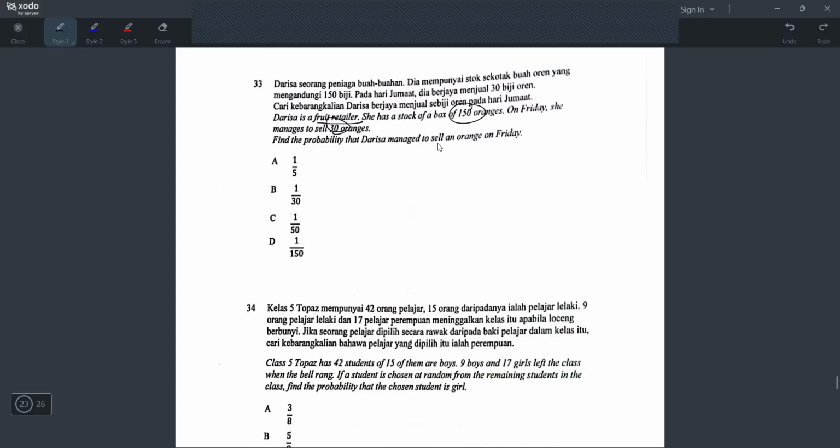Find the probability that Darissa managed to sell an orange on Friday. The formula for probability is you take the number divided by the total. So you want to find the probability of an orange sold on Friday. The formula is you take the number of oranges sold on Friday, divided by the total. The number of oranges sold on Friday is 30, the total is 150. Simplify, 1/5.